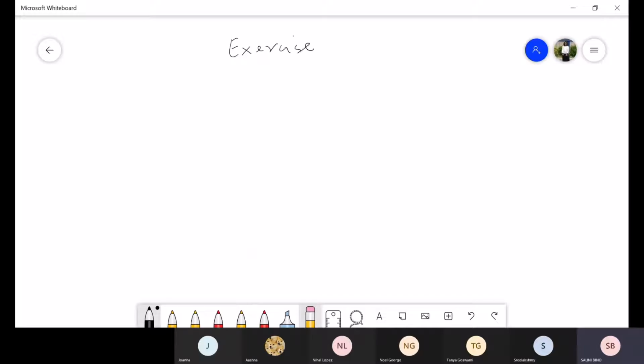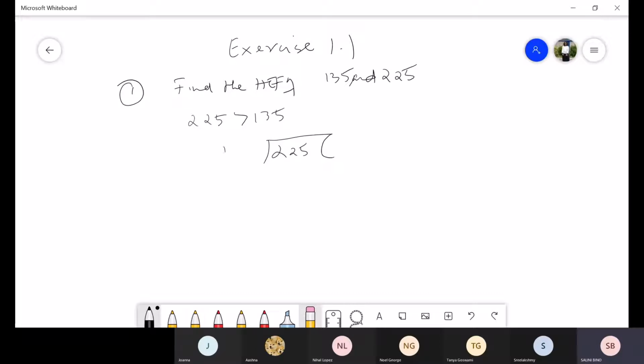Exercise 1.1. First question, use Euclid's division algorithm to find the HCF of 135 and 225. You should take 225. 225 is greater than 135. So we have to divide 225 by 135. So 1 times 135, you will get 90.